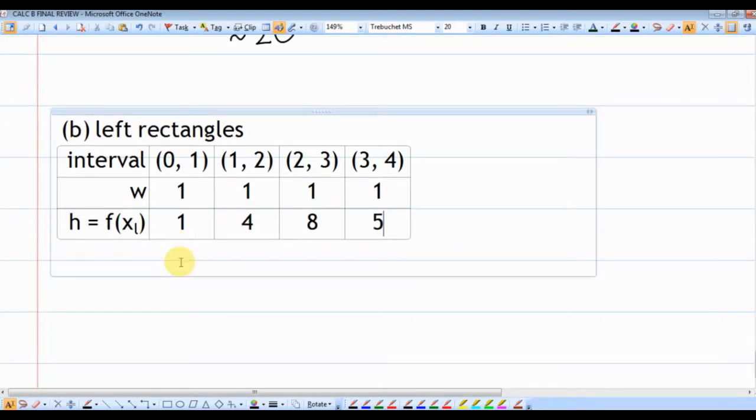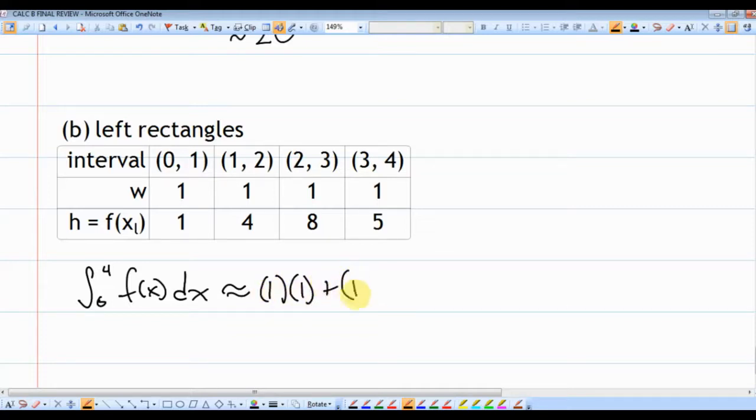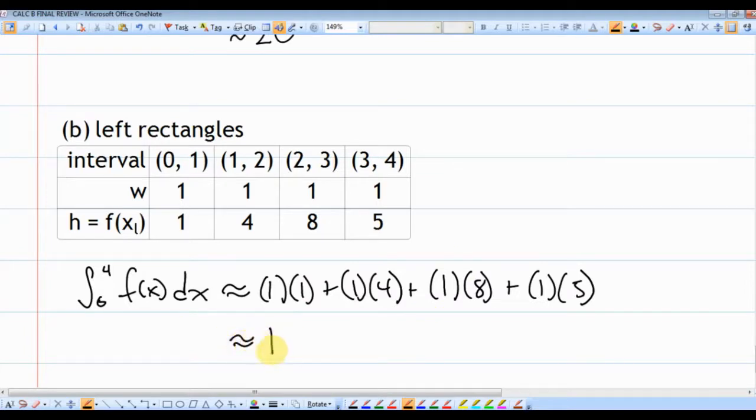Yeah, it's really similar. The only difference is you're taking the height at the left side instead of the right side. For example, for this first interval from 0 to 1, the left side is 0, so the height at 0 is 1. Integral from 0 to 4 of f of x dx can be approximated by, again, 1 times 1 plus 1 times 4 plus 1 times 8 plus 1 times 5: 1, 5, 13, 18. Are you sure?